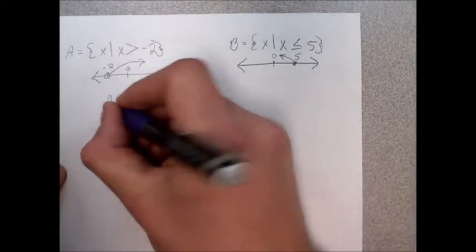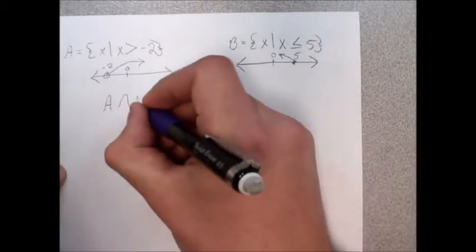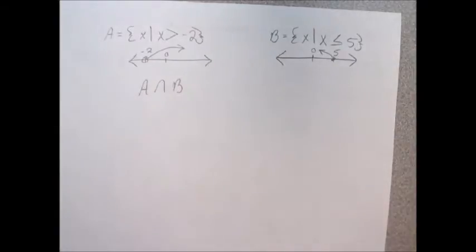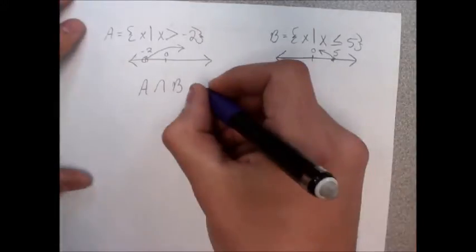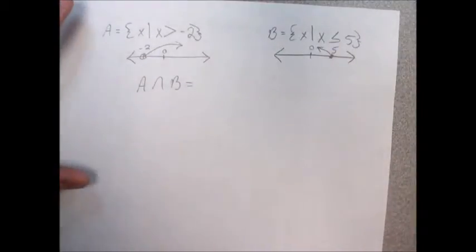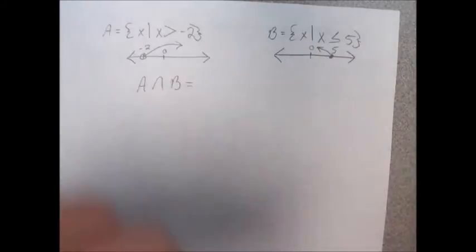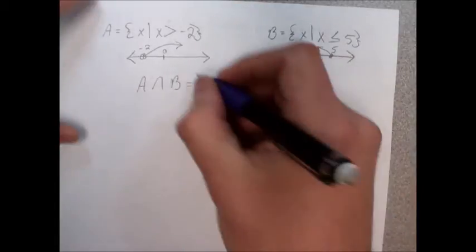So A intersect B. Okay, remember I read this as A and B. What is the solution for A and B? Yes, Taylor? Yeah, I'm about to. I'm separating, I'm making it step by step at first. We'll go faster once we learn how to do it better.